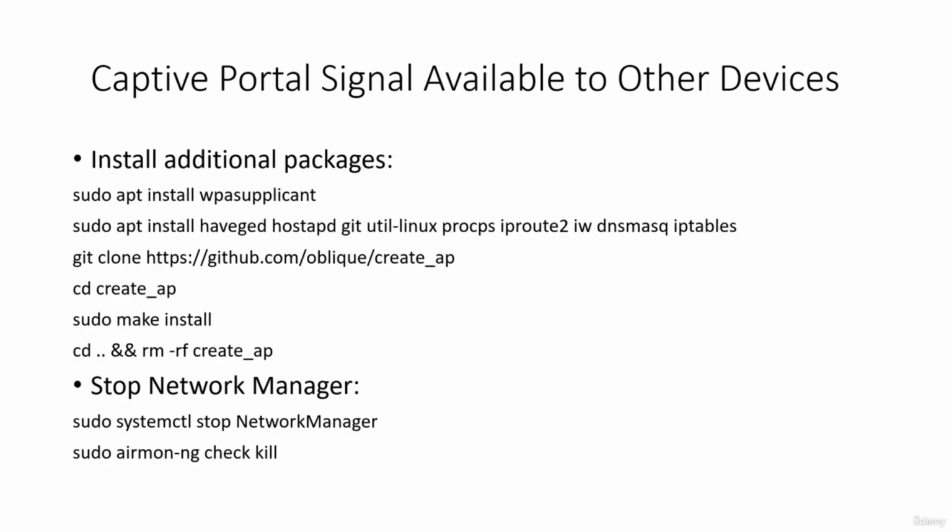So next, how to make the captive portal signal available to other devices. No matter how you get access, legally or illegally, you can share your internet connection with multiple devices. You can open internet access from a virtual machine to a real computer. What you need to do is, we will need to have two Wi-Fi adapters. One is connected to the intercept portal and the second is distributing the internet.